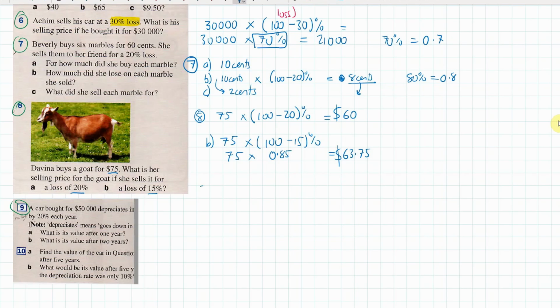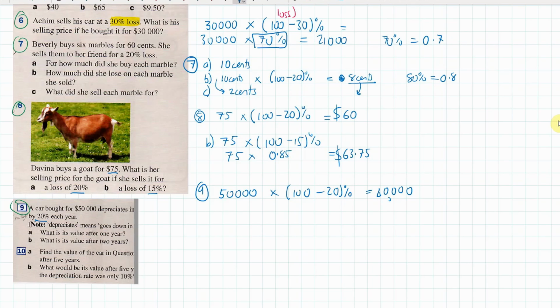Okay, number 9, we have a car depreciating at 20% per year. What's its value after 1 year? Okay, so we go $50,000. It's a depreciation. It's a loss of 20%. So we're going to times it by 100 minus 20%, and this is going to give us 50,000 times 0.8, which is going to be 40,000.